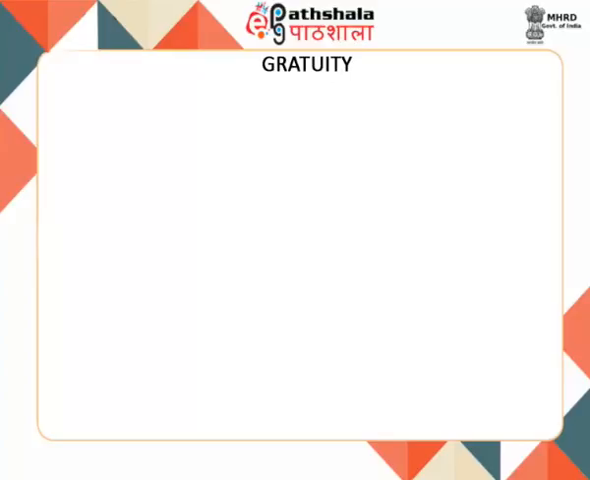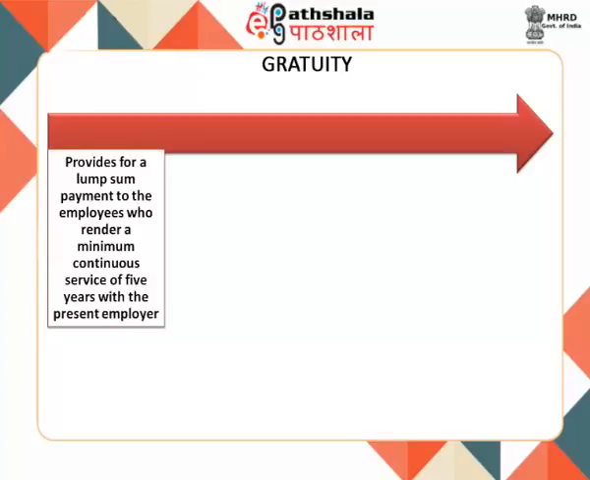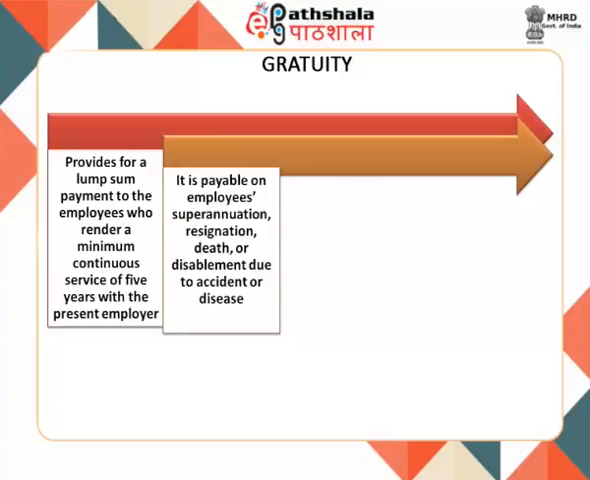The Payment of Gratuity Act 1972 provides for a lump sum payment to the employees who render a minimum continuous service of 5 years with the present employer, unless the termination of employment is due to death or disablement. It is payable on employees' superannuation, resignation, death, or disablement due to accident or disease.